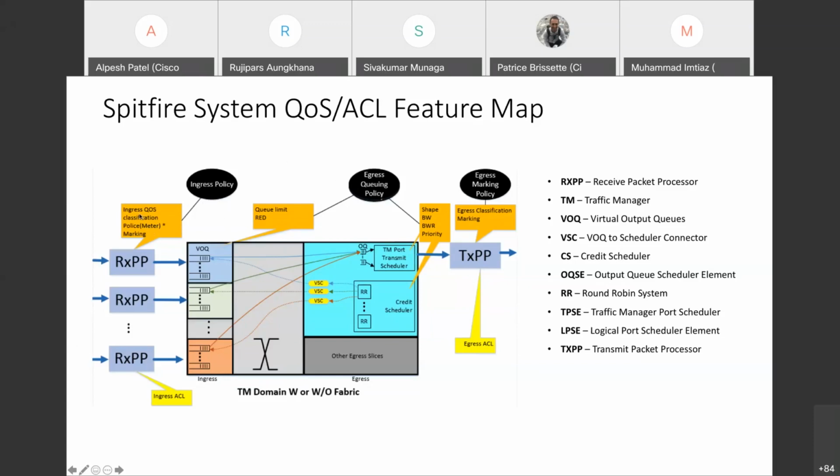The marking on the ingress side and the classification happens before VOQ. So keep in mind, this might be important at some point if we are troubleshooting an issue where marking is not correctly happening. It has nothing to do with the VOQ. But of course, if there's a queue limit which is not programmed according to our configuration, that's VOQ. And then on the egress side, the classification and marking is happening in the TXPP along with the egress ACL.